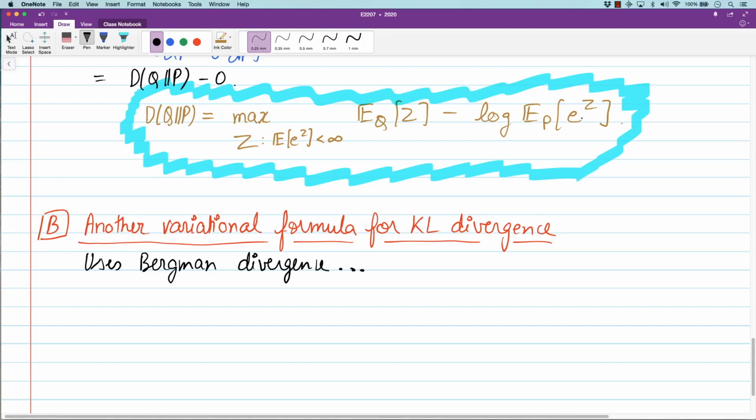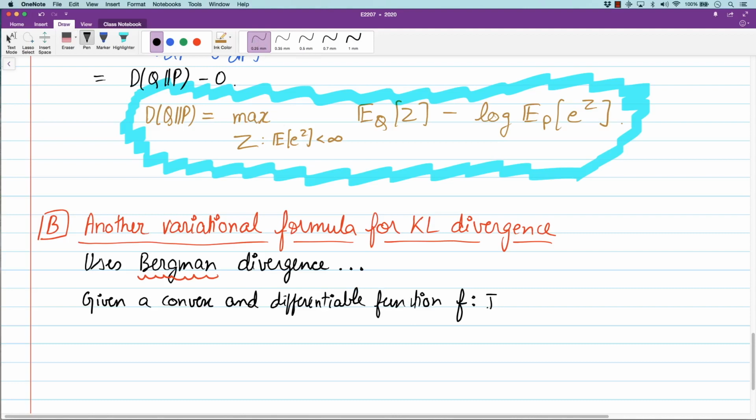All right. So what is this Bregman divergence based formula? In fact, you should ask me what is this Bregman divergence. So let me start by defining Bregman divergence. So given a convex and differentiable function f, on R, but let's say just on an interval of R, where I is an interval.